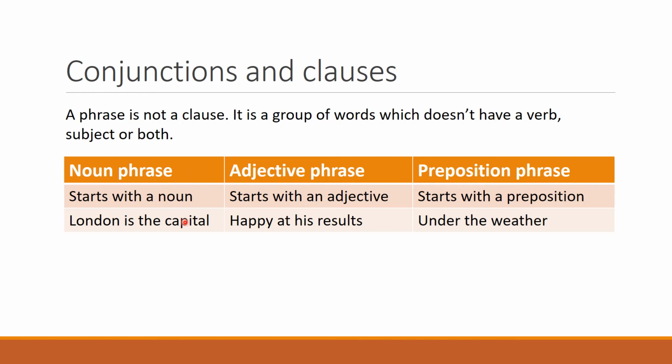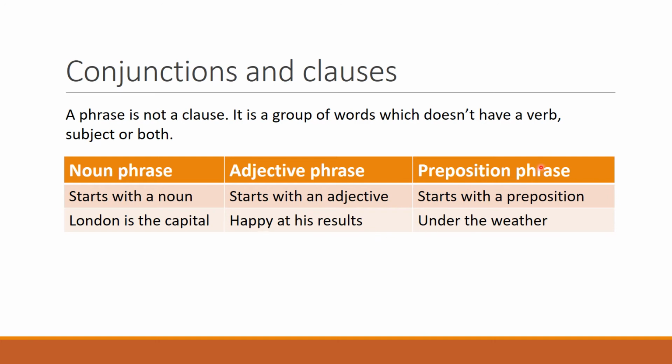A noun phrase is a phrase that starts with a noun. So London is the capital, for example. London is the noun there. An adjective phrase starts with an adjective. So remember, an adjective is a describing word. So for example, happy at his results.